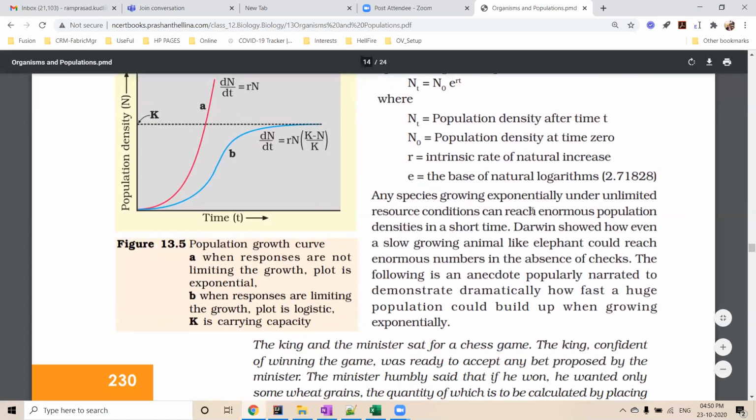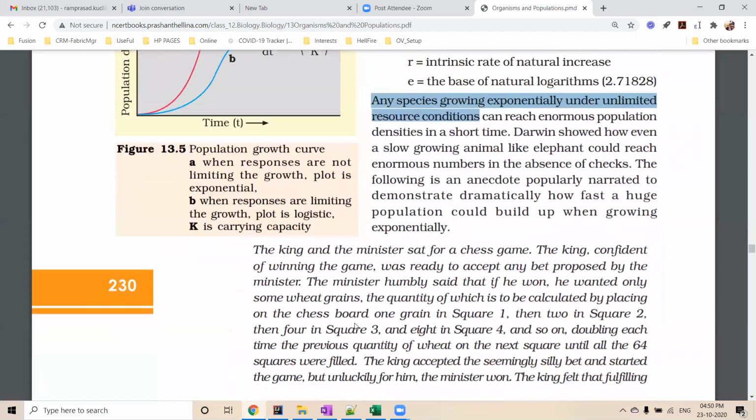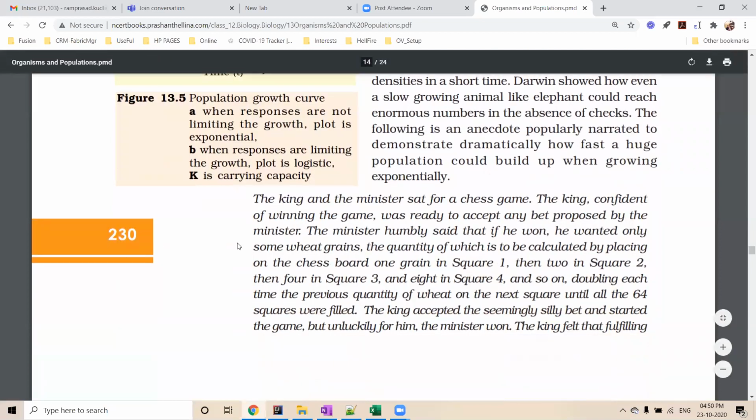So any species grows exponentially under unlimited resource conditions. This is very important. Abundant resource conditions should be there. Then only will population density increase. And Darwin also explained that even a slow growing animal like the elephant could reach enormous numbers in the absence of checks, in the absence of limiting capacity. And he explained one example.